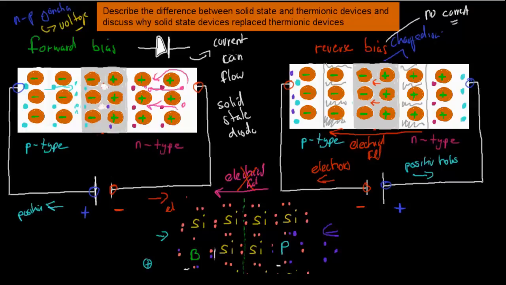In the forward bias we have current that can flow, whereas in the reverse bias we have no current that can flow. That's the gist you should get out of this part. And that's how a solid state diode works.